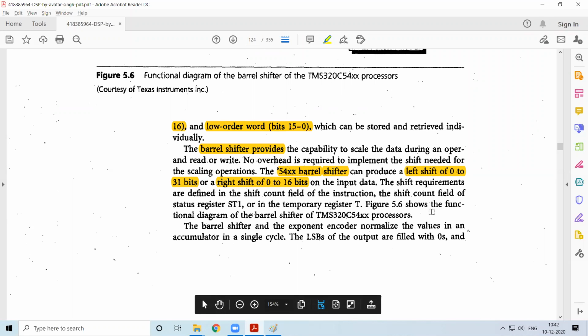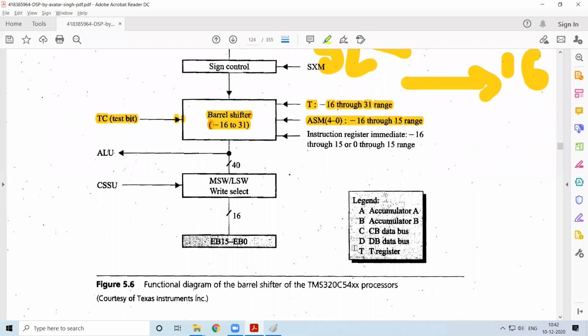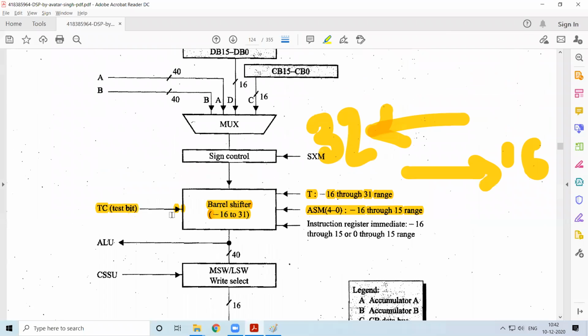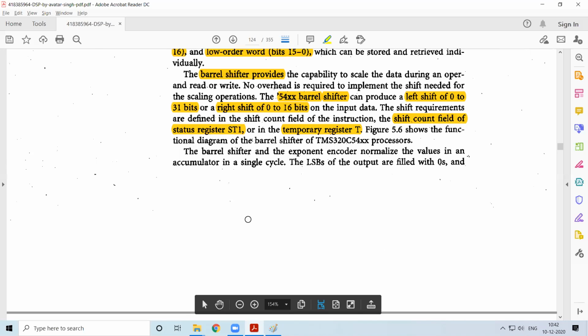Now, where is this shift information stored? The shift information is stored in the temporary register. It can be stored in the temporary register, or it can be given in the shift count field of the status register. So these are what we can access in order to identify how many shifts will be performed. So this is how it goes around.